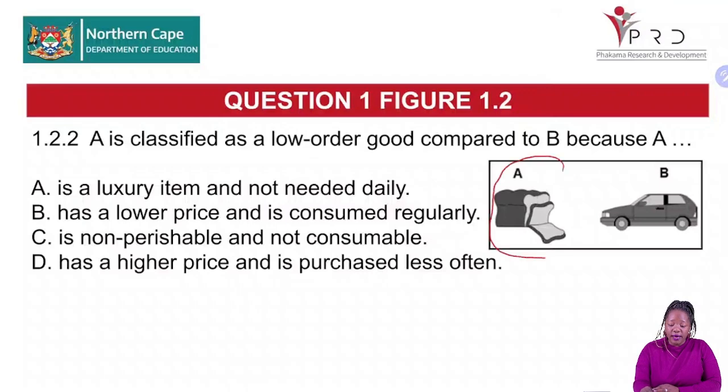Then we're moving to the second question. Looking at the diagram, it's a diagram-based question. So A is classified as a low order good compared to B, so they are already telling you that A is a low order good. So now you need to give us a reason why A is a low order. So again, I'm going to give you another 1 minute, and then after 1 minute we will be able to discuss the answer.